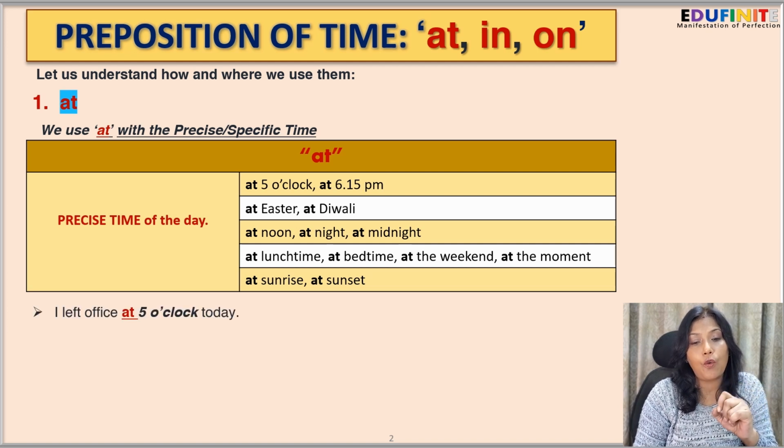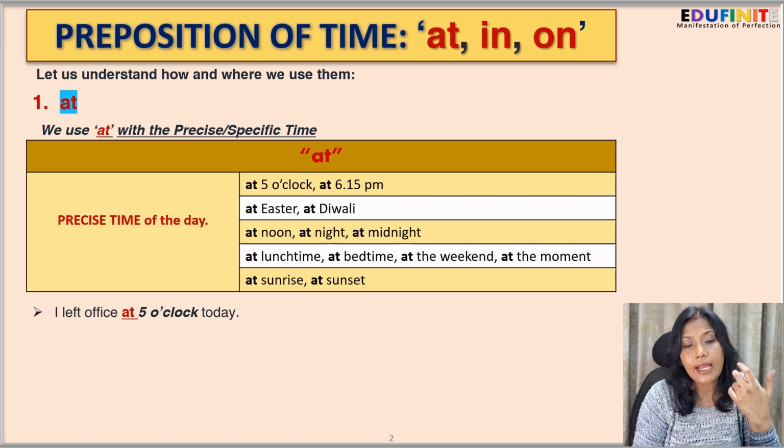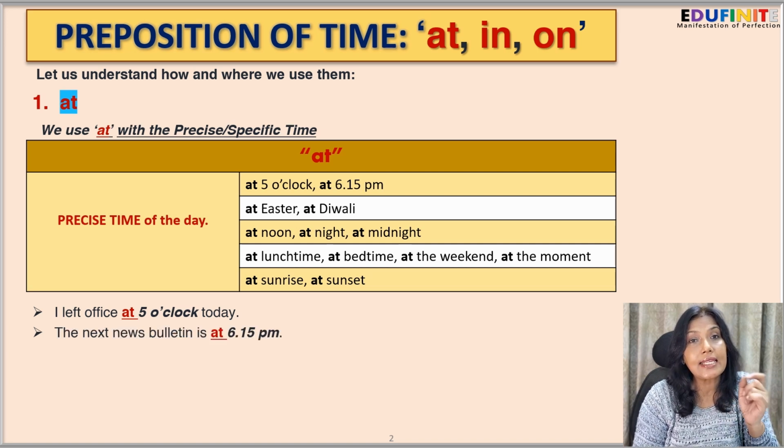So let's look into some of the sentences. I left office at 5 o'clock today. That's the exact time when I left my office. So we use at over here to pinpoint the time. The next news bulletin is at 6:15 p.m. Here again, we are pinpointing a specific time.